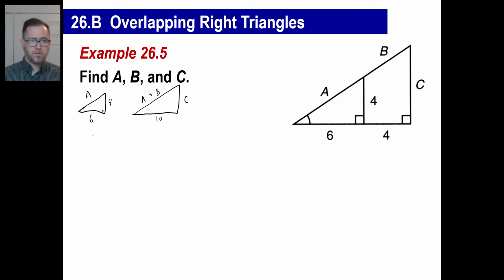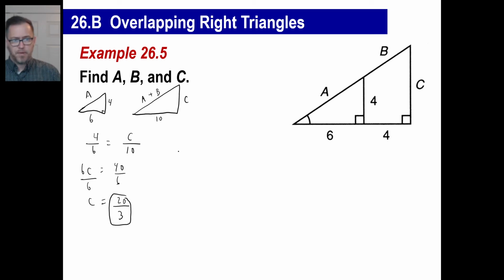So, you know what? I'll just do the right to the bottom. So 4 to 6 is equal to, okay, right to bottom equals right to bottom. So C to 10. So 6 times C is 6C. 4 times 10 is 40. And divide by 6. And that'll be 40 over 6. That reduces to 20 over 3. And I'll stop right there. We have found C. Now we need to find A and B.